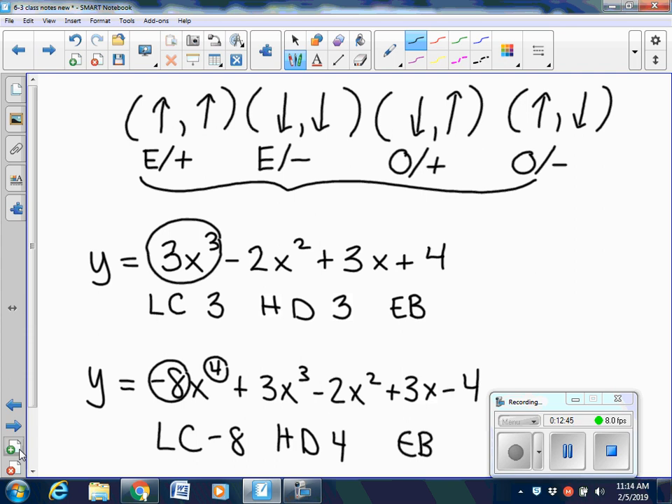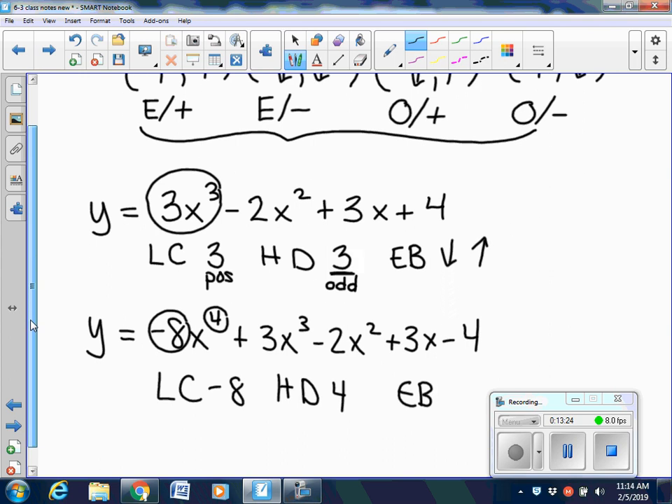So I'm going to look up at the chart. When you look at the first one, the highest degree is 3, so it's odd. And this is a positive number out in front. The leading coefficient is 3, which is positive. So I look at a positive and odd, and I look up above, and positive and odd starts down and ends up.